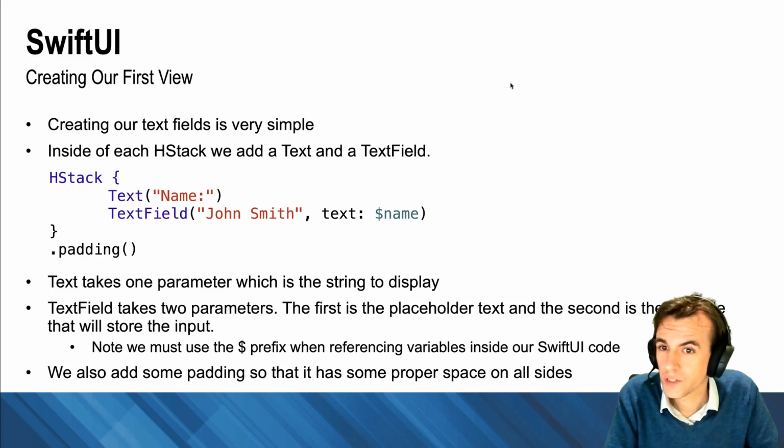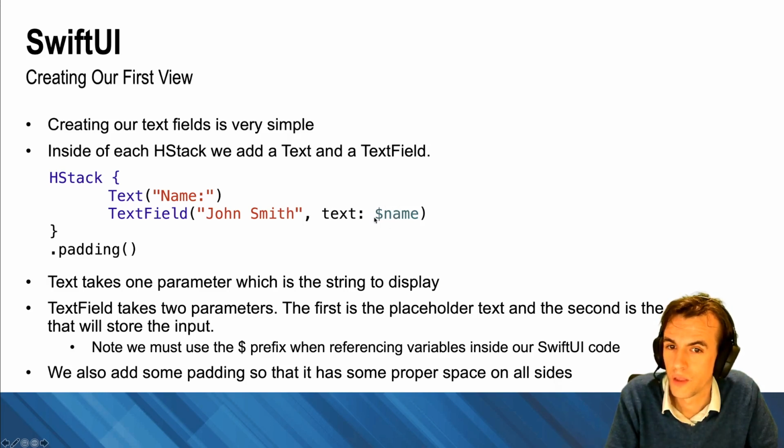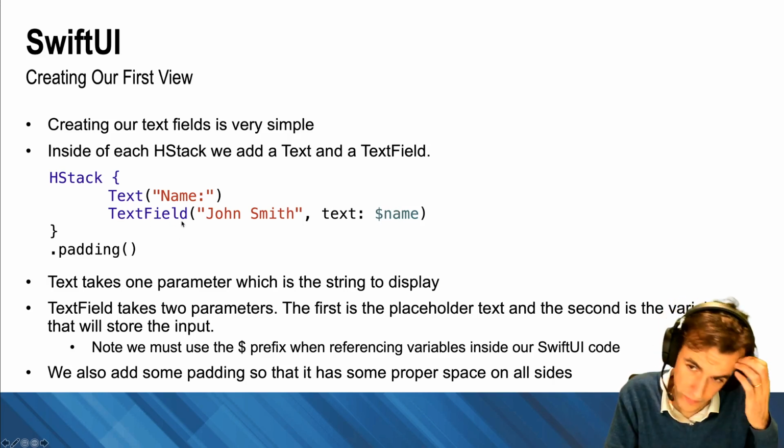When we want to create our text fields, it's pretty simple. What we do is we have, this is our label, name, and a text field. We just say TextField. Here's placeholder text, John Smith, and this is a binding to the variable or the property of the class that is changed by typing in this text field.